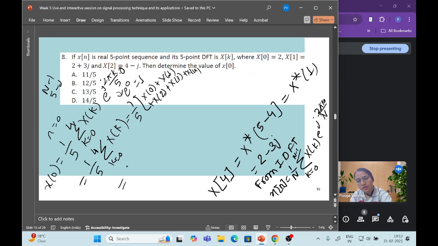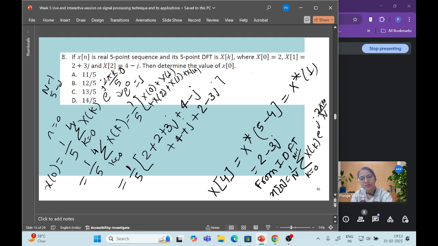So simply add all these values. So x of 0, what is the value? It is 2. What is the value of x of 1? It is 2 plus 3j. The value of x of 2 is 4 minus j. What is the value we have got for x of 3? That is 4 plus j, plus the value of x of 4, that is 2 minus 3j, right?